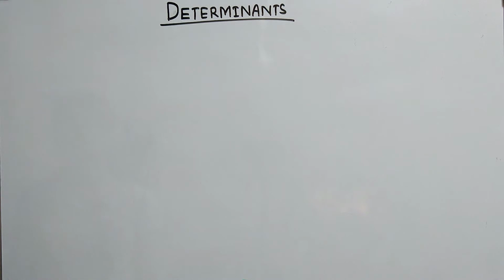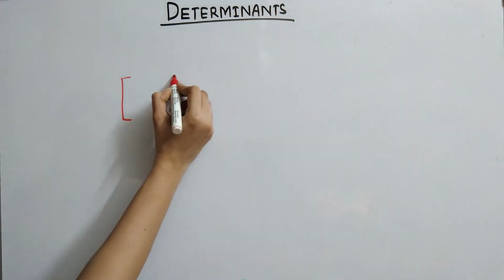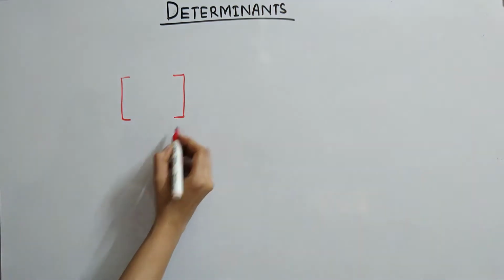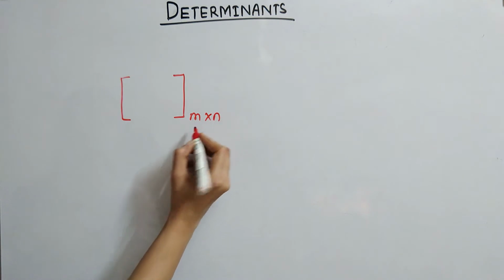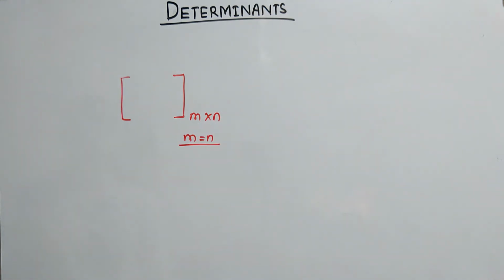My name is Snehal and in this video I will explain the basics of determinants. So let's get started. Now what is a determinant? A determinant is a representation of numbers that has a particular value. A determinant is a unique value which is associated with a square matrix only. Square matrix means a matrix which has an equal number of rows and columns, m is equal to n.